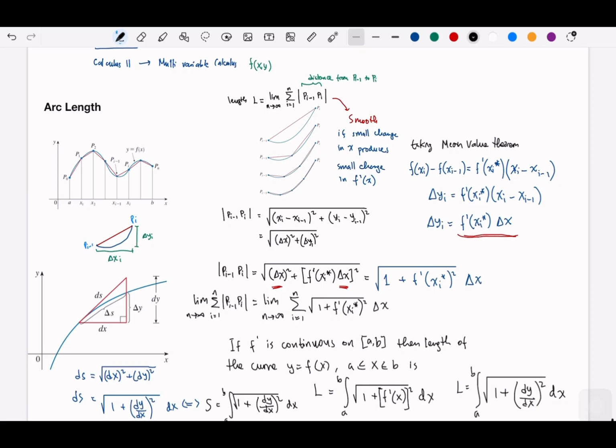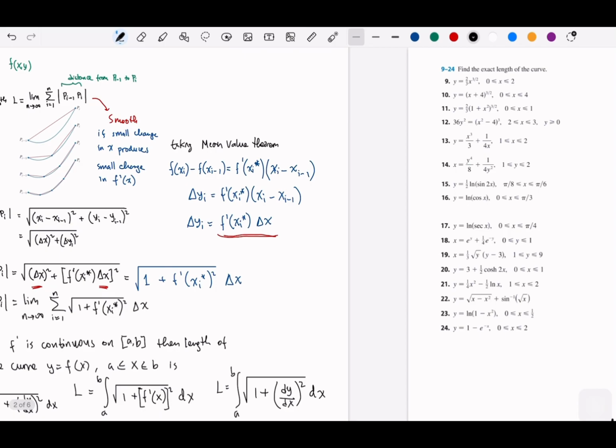Remember, if it is a function of y, then you can just flip. For example, here it can be dx over dy, dy. I think we can move to some examples. I will just use this part here.